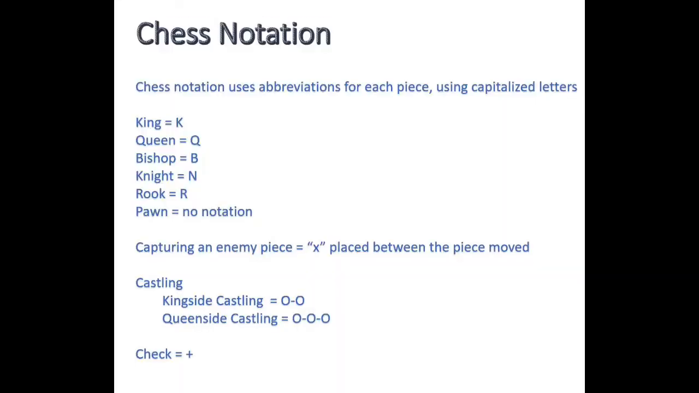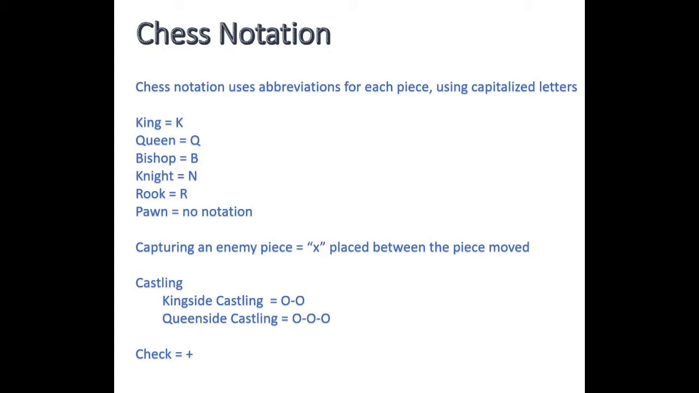Every chess piece is represented with their first letter with uppercase, except the pawn. Uppercase K represents the king, uppercase Q represents queen, uppercase B represents bishop, uppercase N represents knight, and there is no representation for pawn.